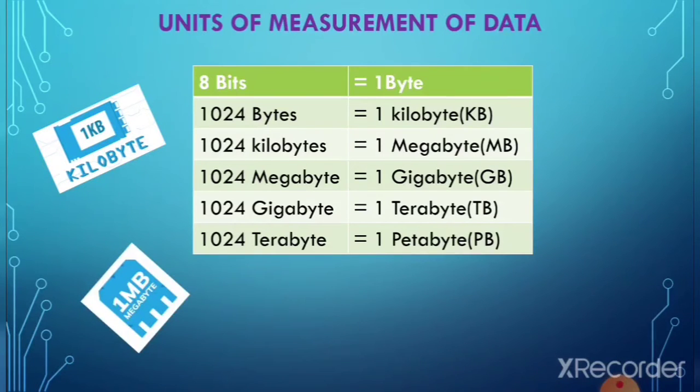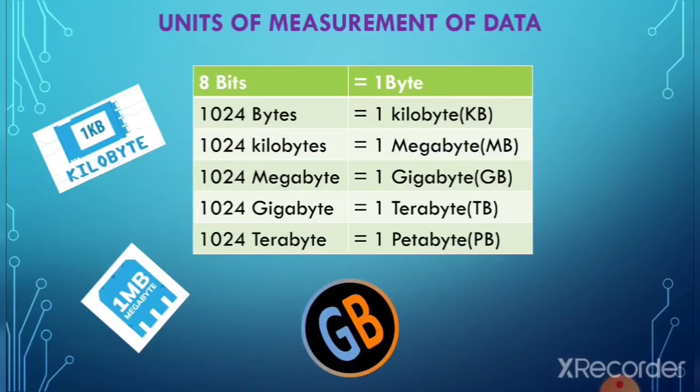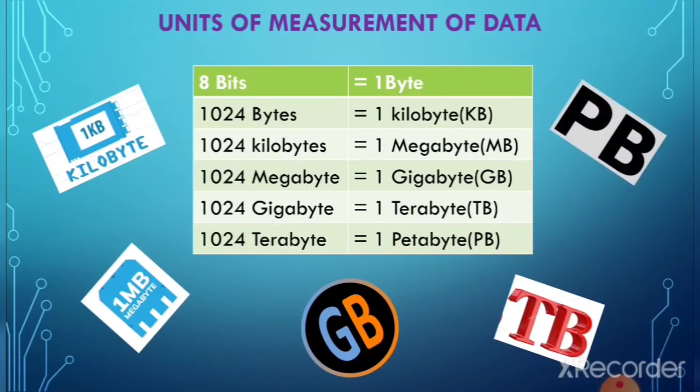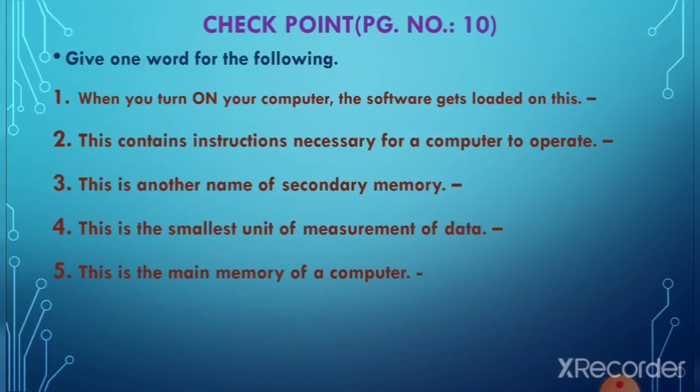If we collect 1024 kilobytes, it will become 1 megabyte, means 1 MB. Next unit is GB. So if we collect 1024 megabytes, it will become 1 GB. Next is terabyte. So if we collect 1024 gigabytes, it will make 1 terabyte, means 1 TB. And the last is if we collect 1024 terabytes, it will make 1 petabyte, means 1 PB. So these are the measurements of data that you have to remember.